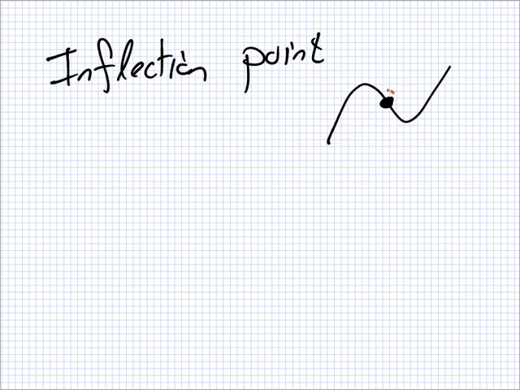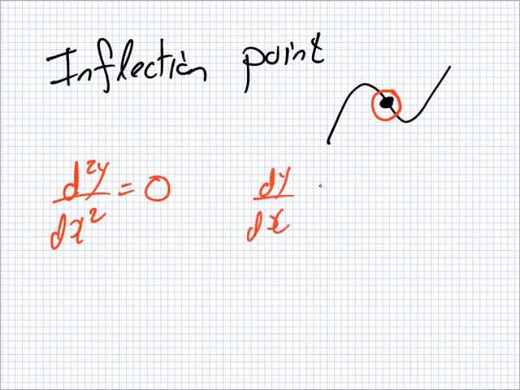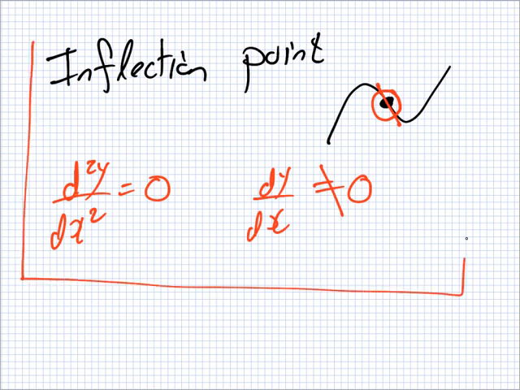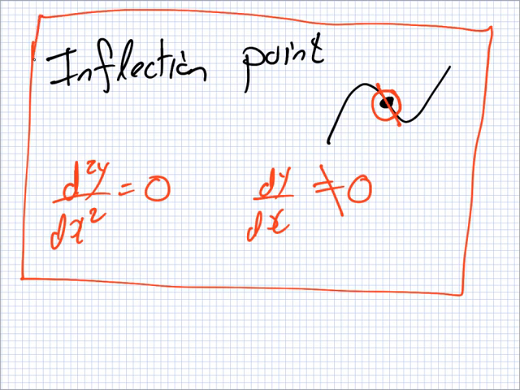For an inflection point, what do you think we need to be happening with the second derivative here? 0. Very good. We need the second derivative to be 0. But we need something else with the first derivative. We need the first derivative to be not 0, because we don't want the slope to be 0. We want the slope to at least be going down or going up, because we want to switch from being like a hill to a valley. So this is what you need for an inflection point: the second derivative to be 0 and the first derivative to not be 0.